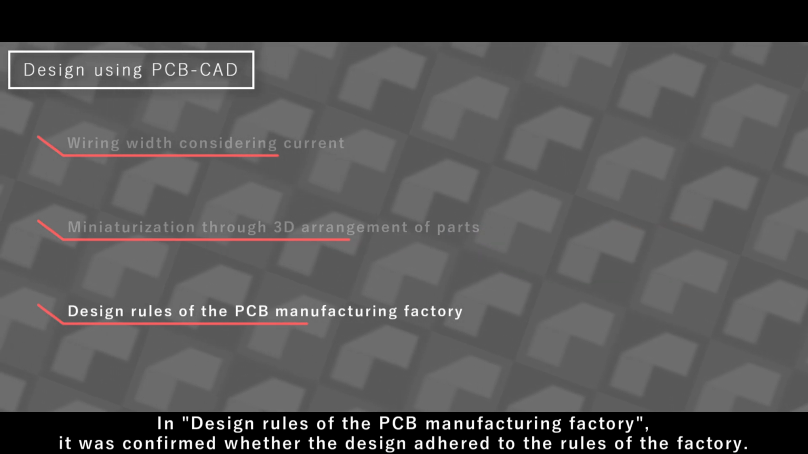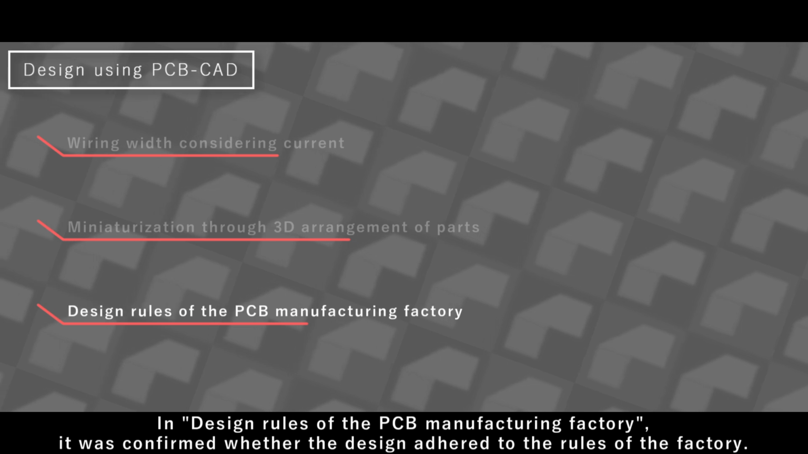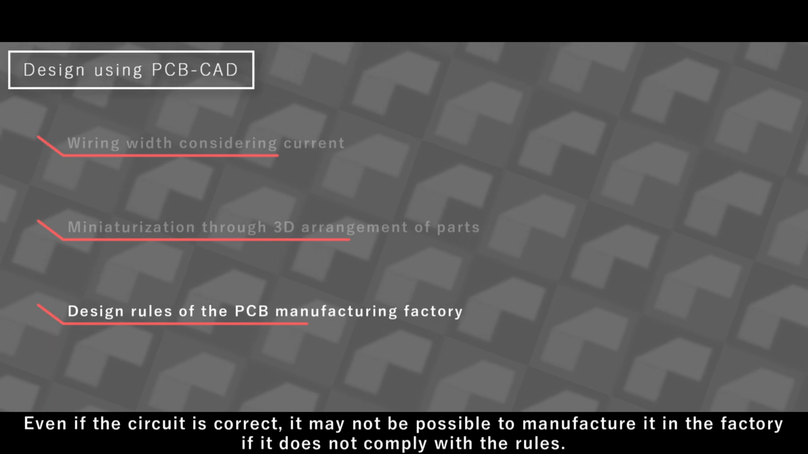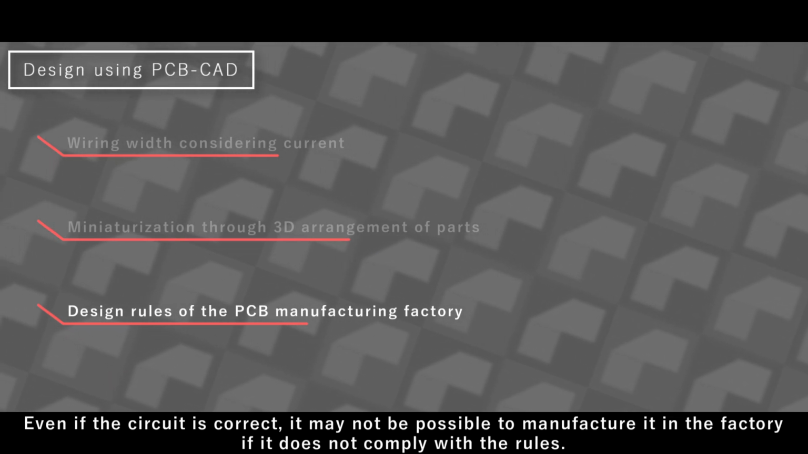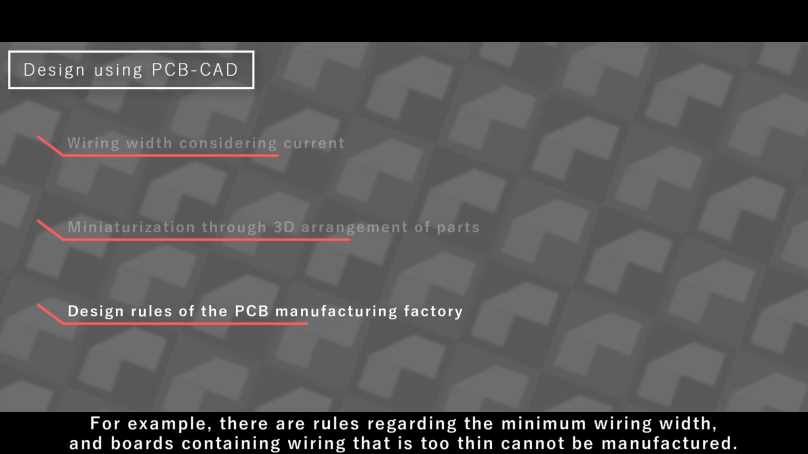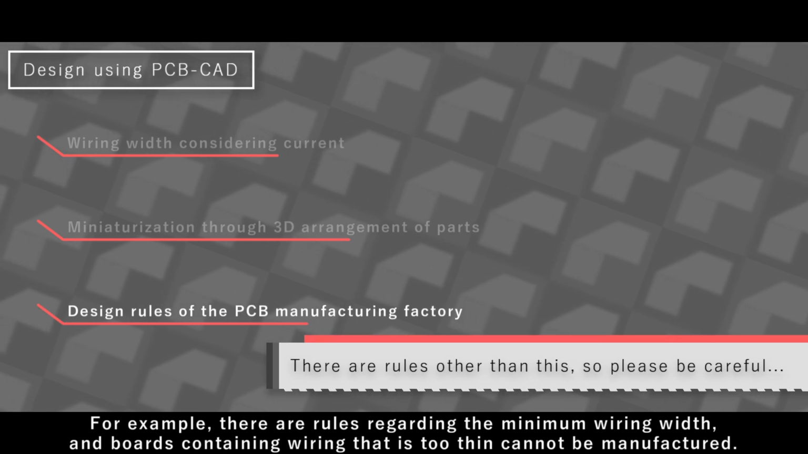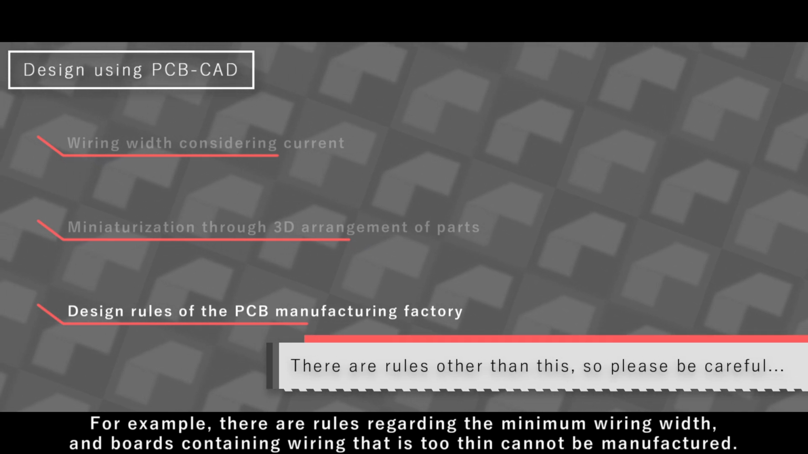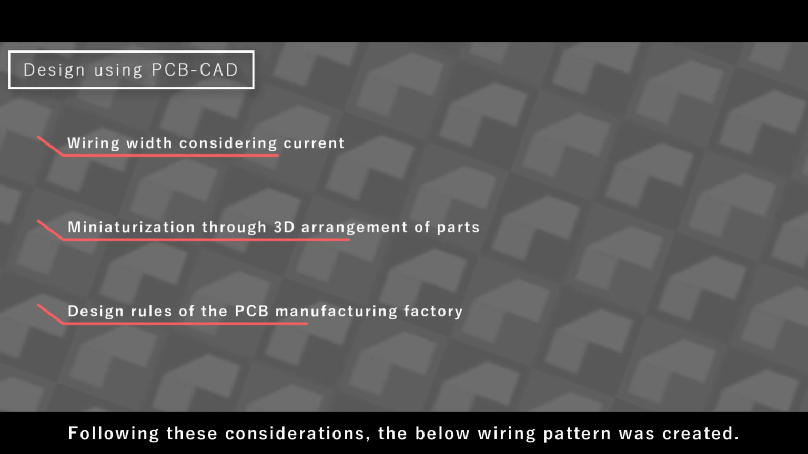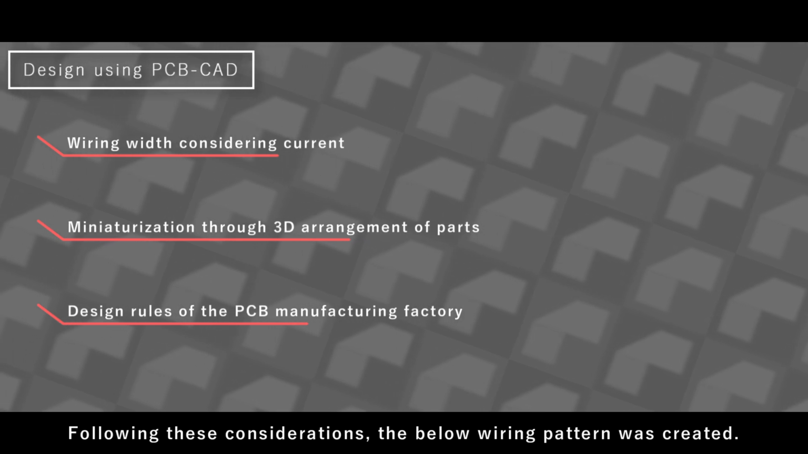In design rules of the PCB manufacturing factory, it was confirmed whether the design adhered to the rules of the factory. Even if the circuit is correct, it may not be possible to manufacture it in the factory if it does not comply with the rules. For example, there are rules regarding the minimum wiring width, and boards containing wiring that is too thin cannot be manufactured. Following these considerations, the below wiring pattern was created.